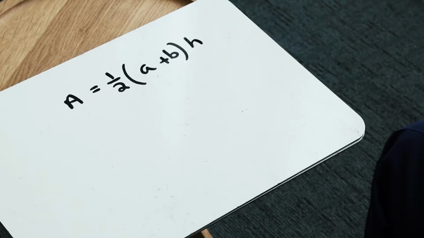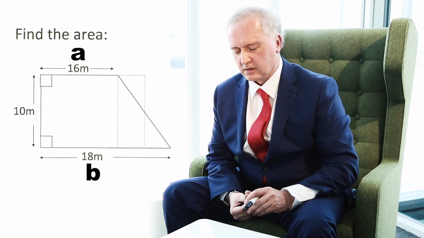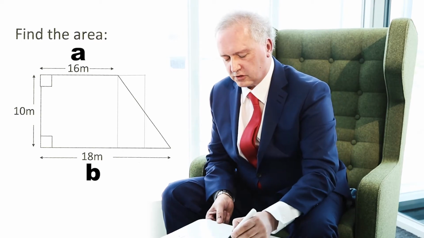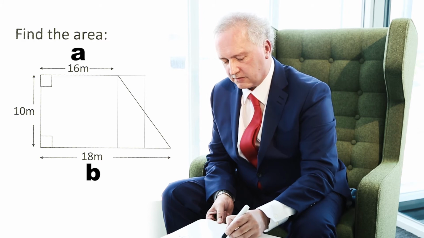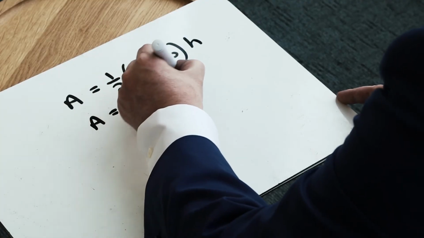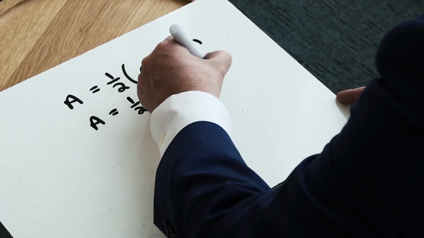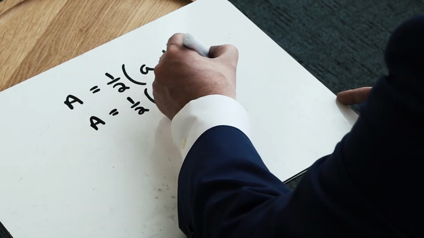So that's a really important formula which we use to find the area of any trapezium, whether it's a right angle trapezium or any trapezium that we may be given. So my next line is to actually substitute my values into the formula. So I've got 1/2 here. Inside my brackets I'm going to put 16 plus 18.